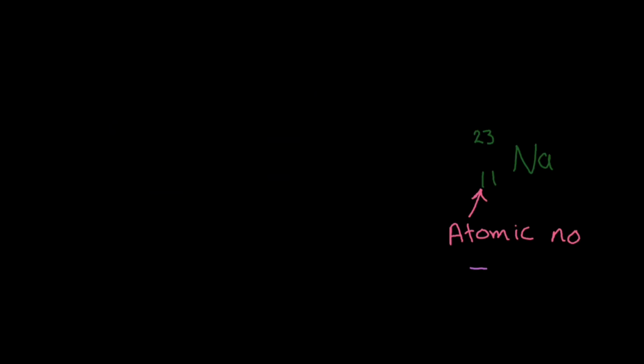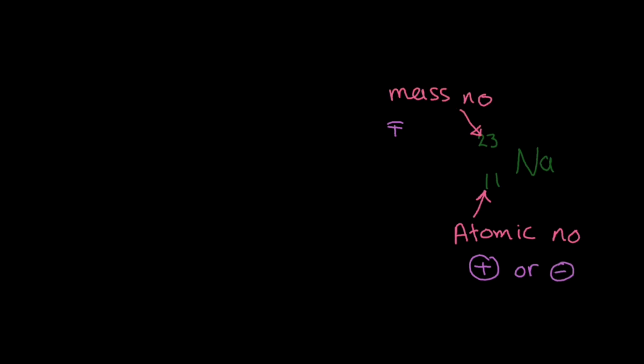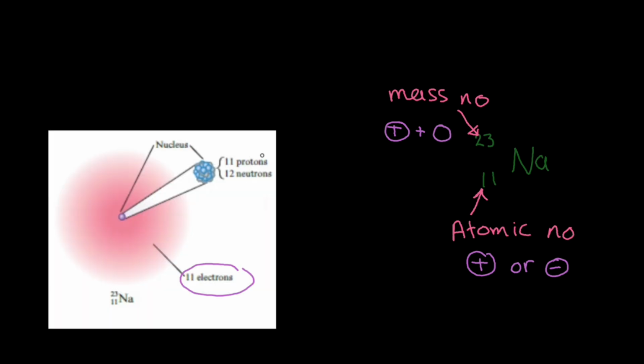Atomic number, which is the number of protons or electrons, is written as a subscript, and mass number, which is the total number of protons and neutrons, is written as a superscript. A sodium atom has 11 protons or electrons because the number of electrons must equal the number of protons, because neutral atoms have no net charge.